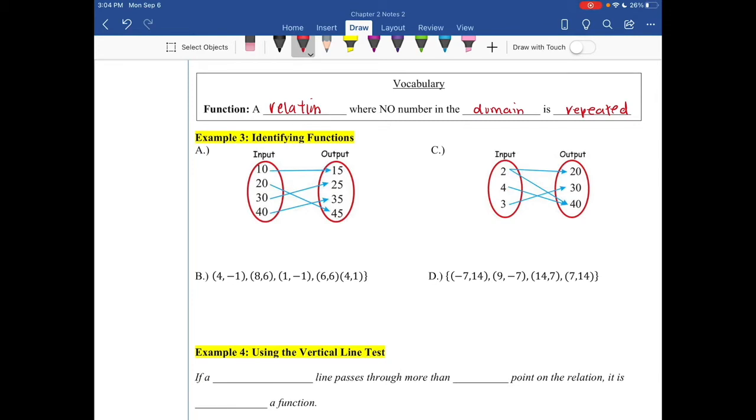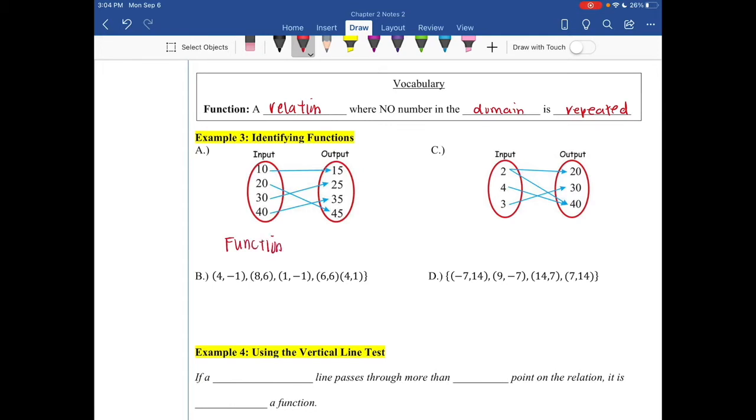If we track the arrows, we can see the input goes to one output, 20 goes to 45, 30 to 25, and 40 to 35. We have not repeated any of those input values, so this would be a function.